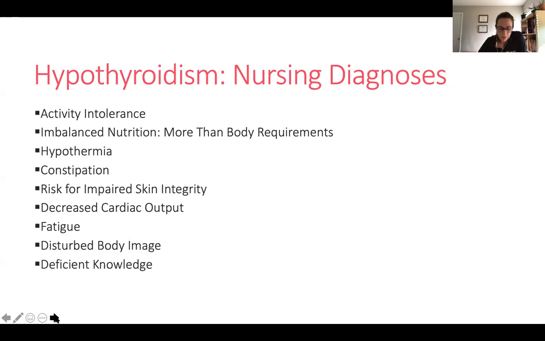Imbalanced nutrition, more than body requirements. So they might need to reduce their caloric intake so they don't gain excessive weight, which just puts them at a risk for a whole bunch of other things. Hypothermia, they're at risk for that. So they'll need blankets, regulate their temperature, avoid prolonged exposures to cold. Constipation is common. So because of their decreased metabolism, you want to encourage them to drink lots of fluids, eat a lot of fiber, and increase physical activity as much as they can.